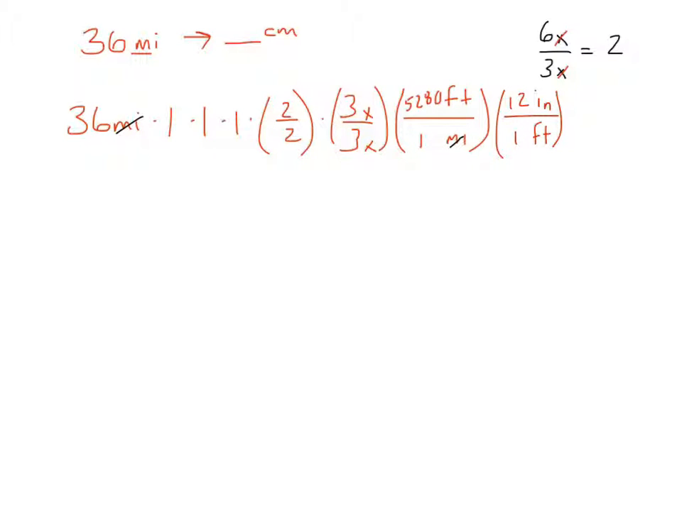Top and bottom are equal. Our fraction is equal to 1, so we're not changing the value, but we are able to cancel out feet, because feet is in the numerator and feet is down here in the denominator. As long as we multiply by 12, we have the equivalent amount in inches. Last step: I'm going to convert from inches to centimeters. I happen to know that 1 inch equals 2.54 centimeters. And that will give us a final answer in centimeters.